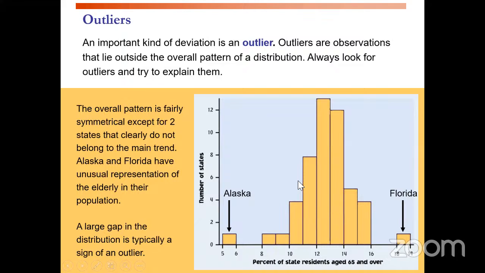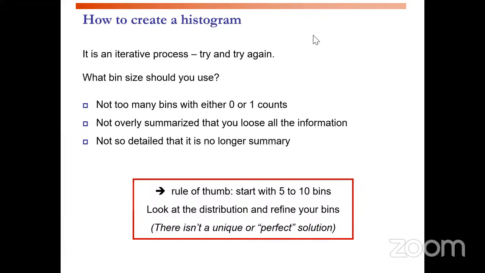You know the meaning of symmetrical now. But if you include these two, which are Alaska and Florida, it is not the usual representation as compared to this symmetrical graph. It's unusual in terms of the elderly in their population. So a large gap in the distribution is also a typical sign of outliers. If there is a gap and then it starts again, please treat this as an outlier, and you can understand more about the distributions.